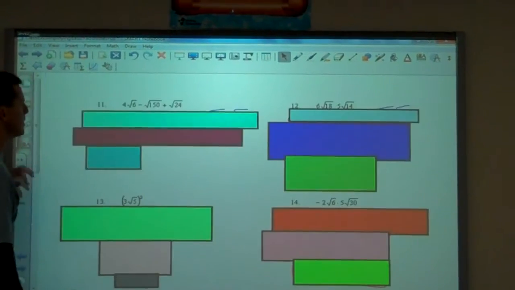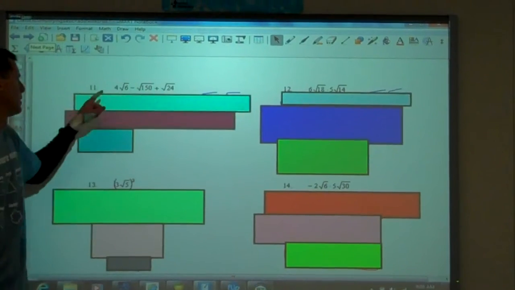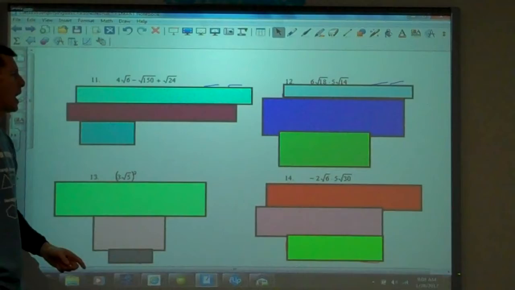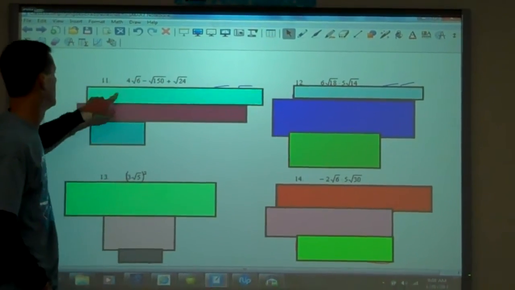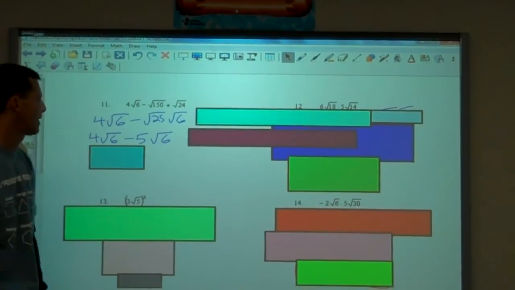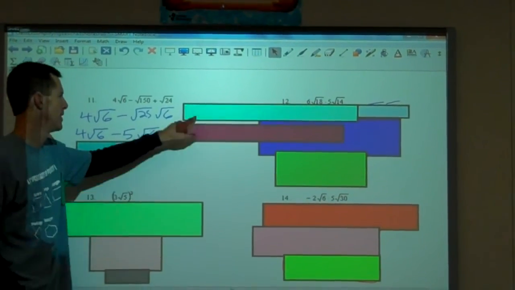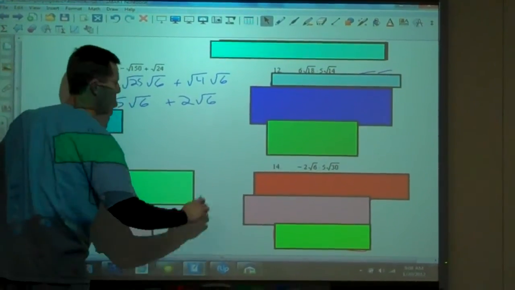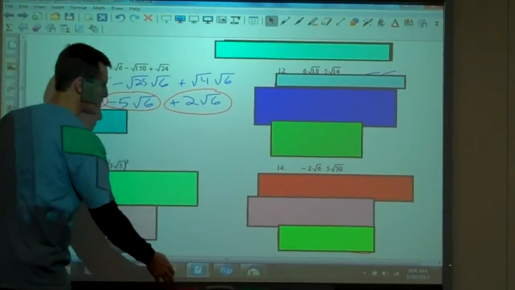All right, let's look at some ones that are a little bit more difficult. Again, break down each term. 4 root 6, well, nothing we can do with that right now. Square root of 150, let's see. 25 goes into 150 and it happens to go in 6 times. How convenient. So we would have 25 root 6, which would end up getting us negative 5 root 6, and then root 24, let's see. 4 and 6. So we'd have root 4 root 6, which is 2 root 6. Notice we have what? 3 like terms.